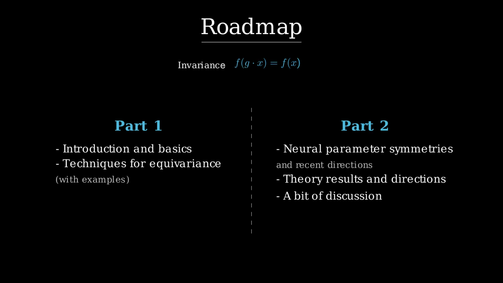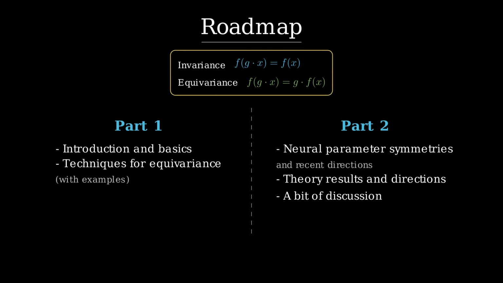The first is invariance, f of g.x equals f of x. Applying a transformation to the input does not change the output. The second is equivariance, f of g.x equals g.f of x. The transformation propagates through the function. Keep both in mind, they are the core of everything we will see.